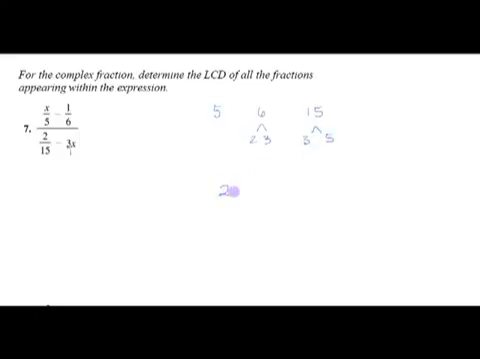We list the factors that occur, and then we'll use them the most number of times they occur in one set. 2 shows up once here, not there, we'll use it once. 3 shows up once here, not there, so we'll use it just once. 5 shows up once here and here, but not here, so we'll use it once. When we multiply that together, we get 30. So the LCD of all the fractions appearing within this expression is 30.